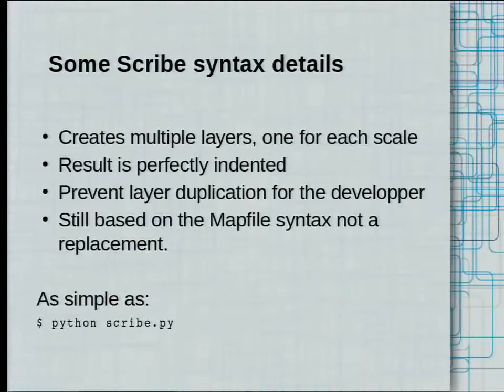Some details. What Scribe does, we'll see a few examples in the next few slides. It takes your Scribe configuration and creates a lot of layers. It will create one layer for each zoom level that you have defined. The result will be perfectly indented. You will be able to get comments inside your resulting mapfile. It prevents a lot of layer, class, and style duplication. And it's still based on the mapfile syntax, so we do not seek to replace mapfile, just to help people that work with them. The command to run Scribe is as simple as python scribe.py. There's also a bunch of options that you can pass, but I won't go over them, just read the documentation.